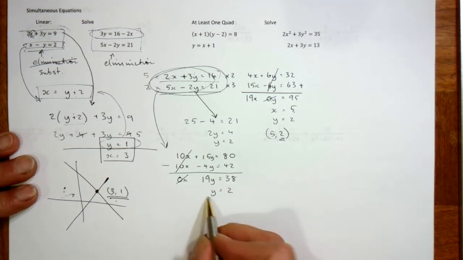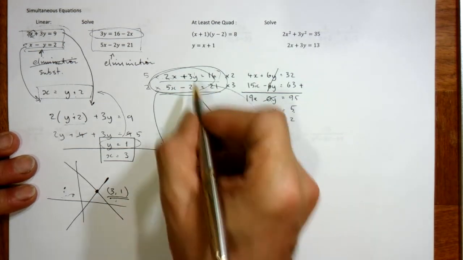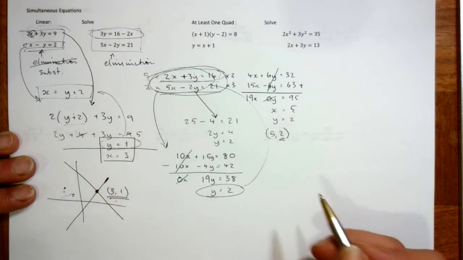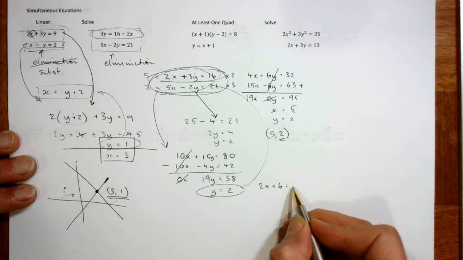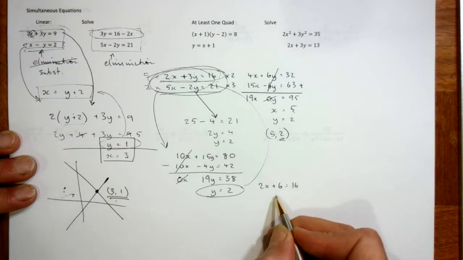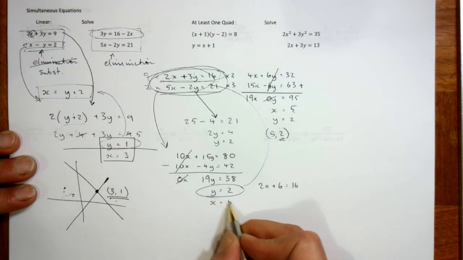Really? Sub y is 2 in one of these equations. I'm going to choose the other one just because we can. So 2x plus 3 2s are 6 is equal to 16. So 2x must be equal to 10, x is equal to 5.